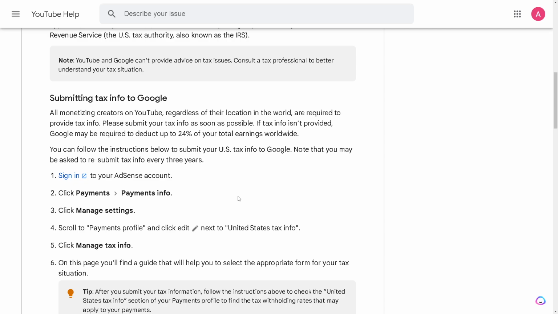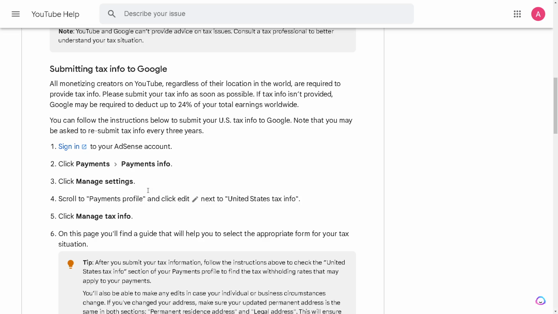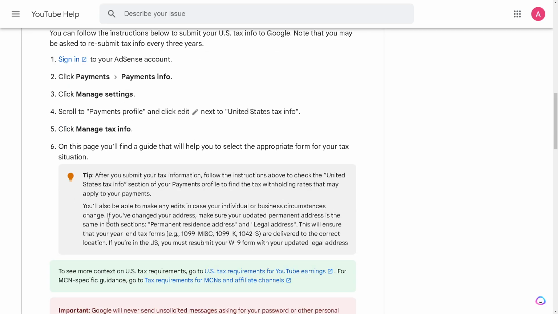So the first thing is sign in to your AdSense account. And again, if you don't have an account yet, this is a perfect time. Once you've done that, click payments. And under payments, you go to payments info. You need to click manage settings. Scroll to payments profile and click the pencil icon next to the United States tax info. And of course, you need to click manage tax info.